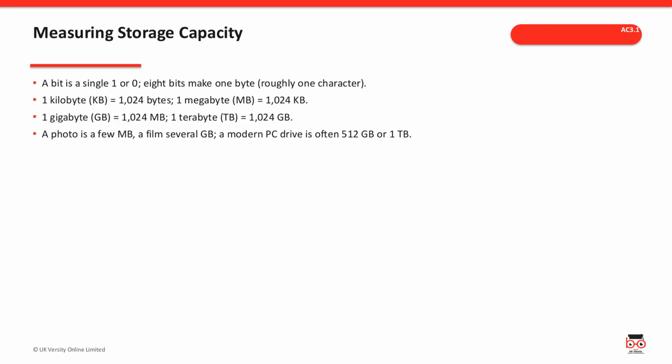Let's get the units straight, since they come up constantly. A bit is a single 1 or 0, and 8 bits make a byte, which is roughly 1 character. 1,000 or so bytes make a kilobyte, 1,000 kilobytes make a megabyte, then a gigabyte, then a terabyte, each step about 1,000 times bigger than the last. To put that in perspective, a photo is a few megabytes, a film several gigabytes, and a modern PC drive is often 512 gigabytes or a whole terabyte.